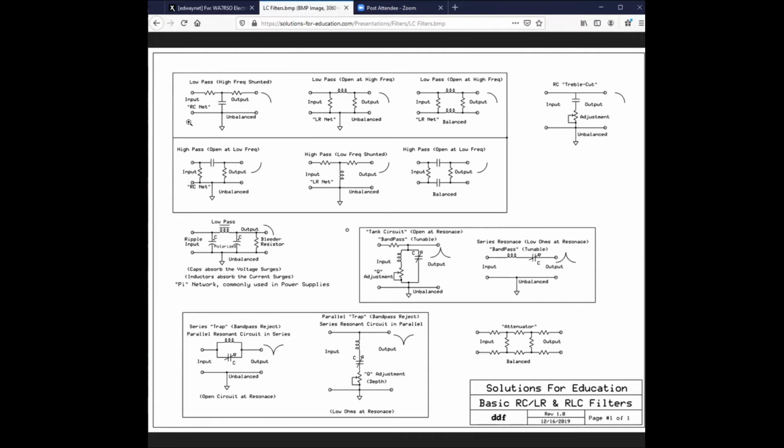Now, some of your filters are only one inductive component, like capacitors with resistors. Now, here is a key thought. At DC, this is an open circuit. However, as the frequency goes higher and higher, this becomes more and more conductive, and therefore, guess what? This will cut out your higher frequencies. So therefore, this becomes a low pass filter.